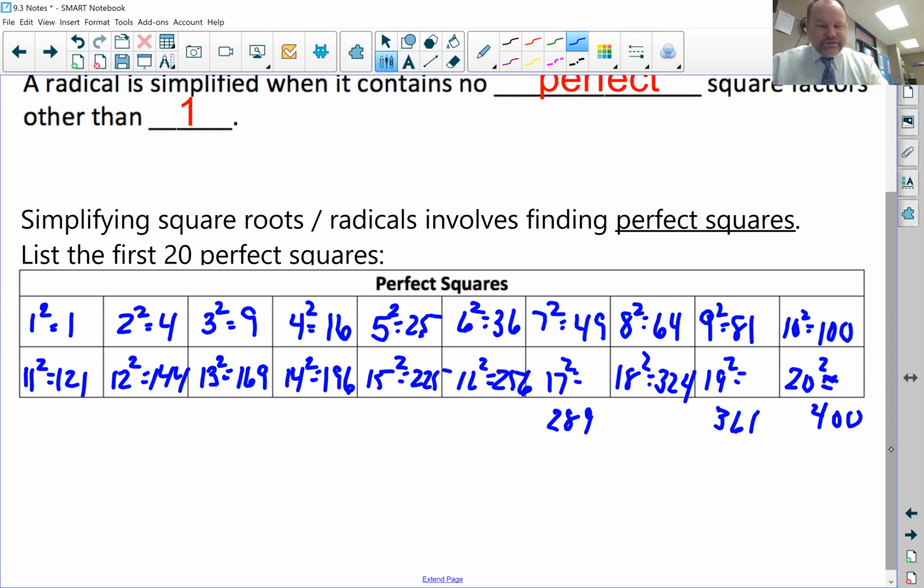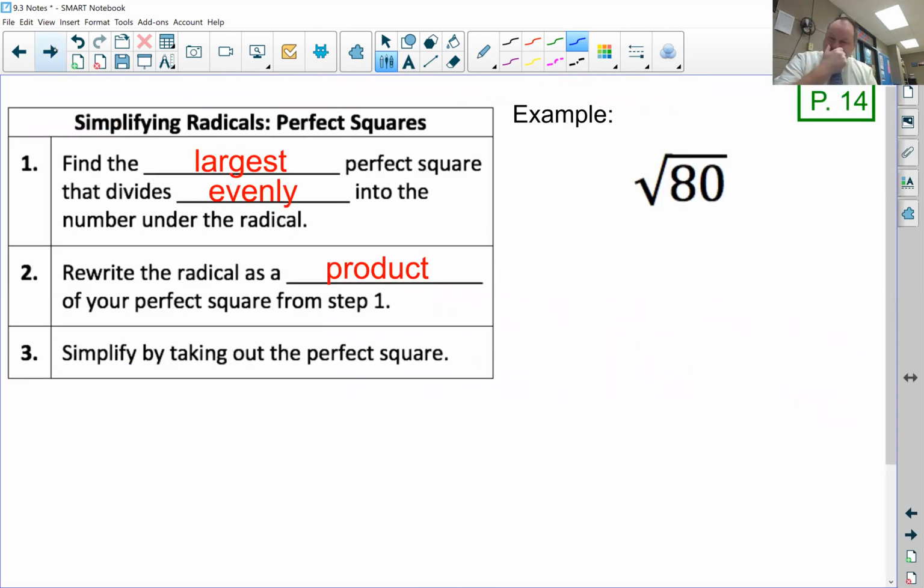Taking a look then at how we can use these perfect squares to simplify a square root. What we want to do is find the largest perfect square that evenly divides into the number under the radical. We're going to rewrite that radical as a product of your perfect square from step 1 and whatever you get when you divide the number under the radical by that perfect square. Simplify by taking out the perfect square. And I actually do this even a little bit differently than the method described here.